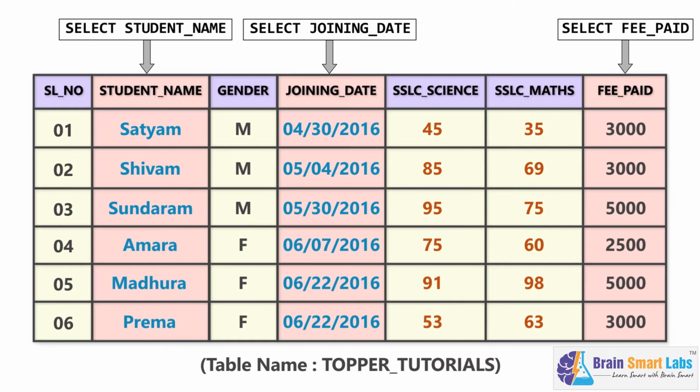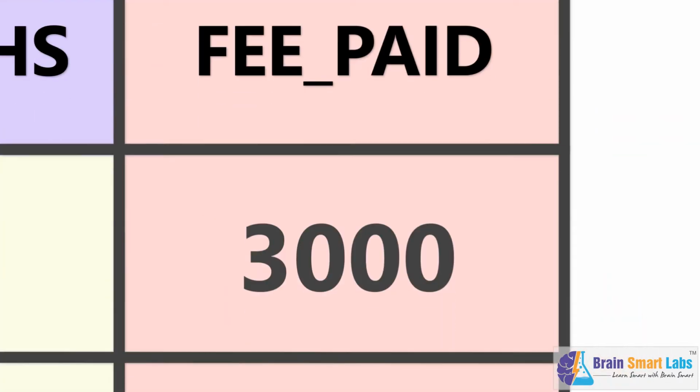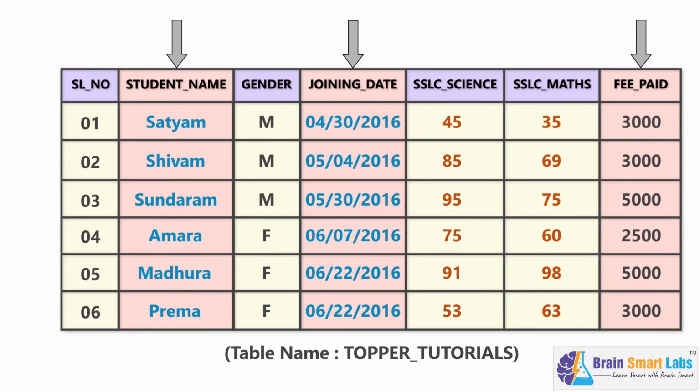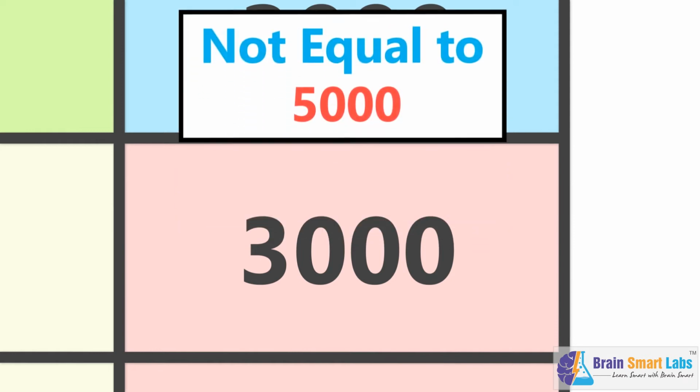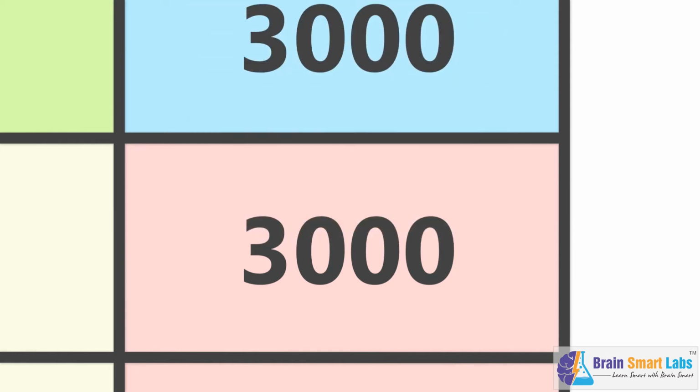So keeping this logic in mind, we have to filter out only students who have not paid rupees 5,000 as their fees. The student in the first row has paid only rupees 3,000 which is not equal to 5,000, so he gets marked in the process. The student in the second row has paid rupees 3,000 which again is not equal to rupees 5,000, so even he gets marked in the following process.